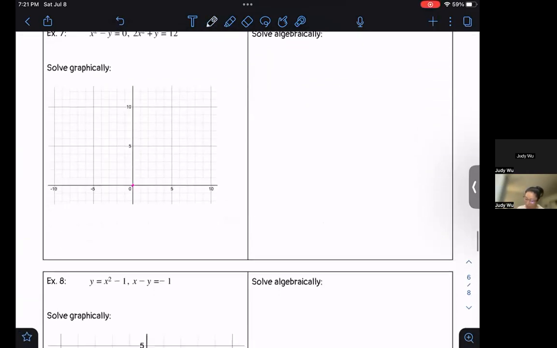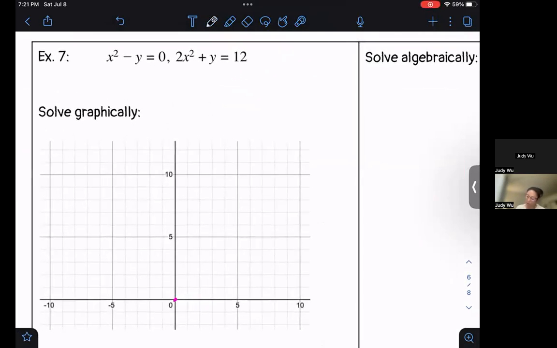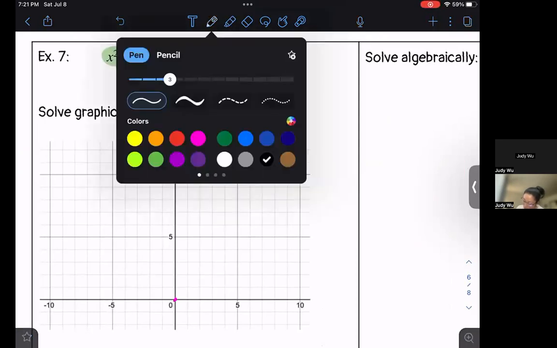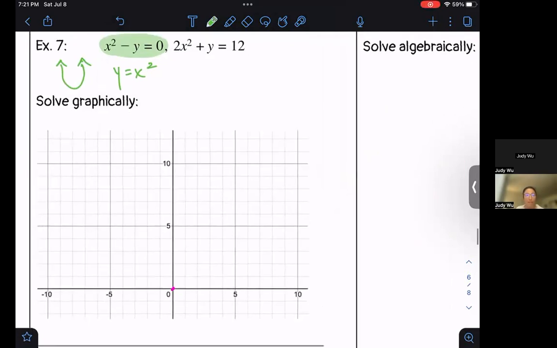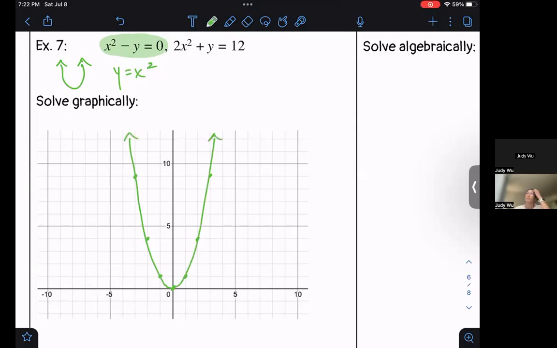All right, let's take a look at number seven. So what shapes do we have? We've got x squared minus y equals zero, which is really y equals x squared. And we know that that's just a regular parabola. So I'm going to graph this one right now. I've got 0, 0, 1, 1, 2, 4, 3, 9. And I'm going to connect those as well as I can. So I've got my parabola right there.